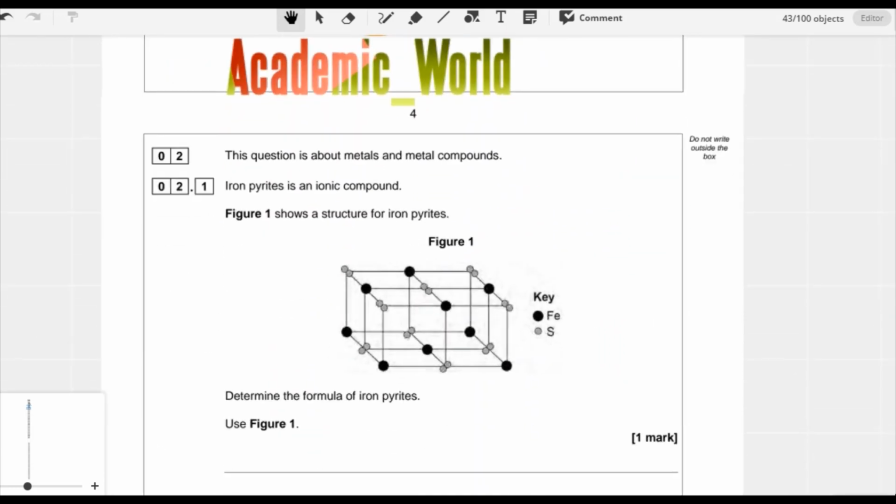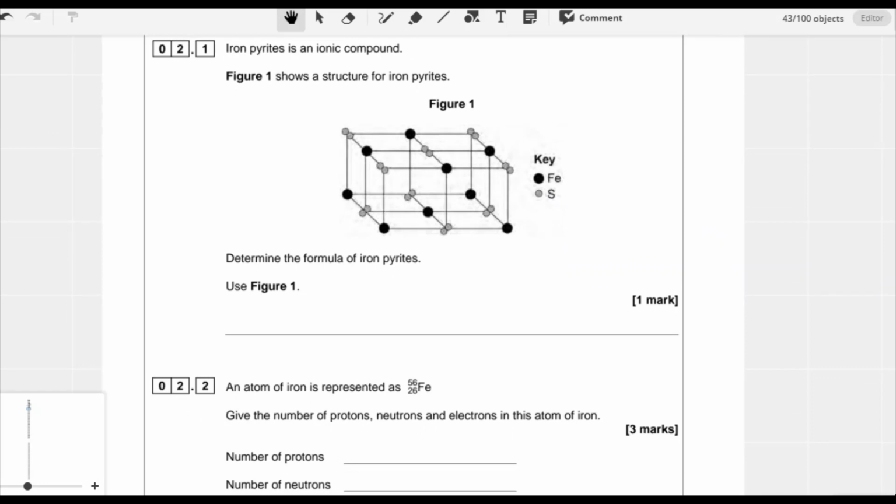Now question number 2. Question number 2 is about the metal and metal compound. Iron pyrite is an ionic compound. Fig 1 shows the structure for iron pyrite. So here the black balls indicate iron, while the transparent balls indicate sulfur. Determine the formula for iron pyrite by using Fig 1.